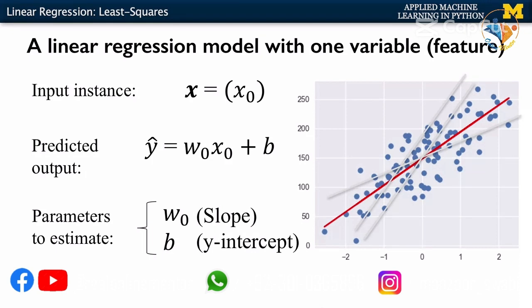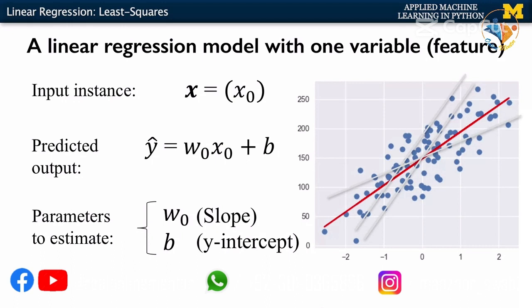So x0 is the value that's provided. It comes with the data. And so the parameters we have to estimate are w0 and b in order to obtain the parameters for this linear regression model. So this formula may look familiar. It's the formula for a line in terms of its slope. In this case, slope corresponds to the weight w0, and b corresponds to the y-intercept, which we call the bias term.